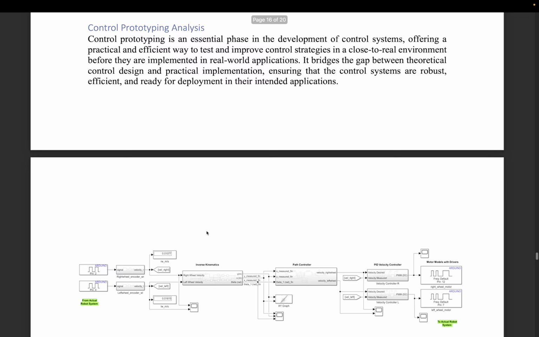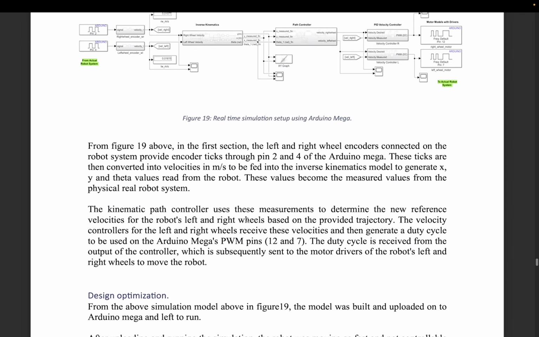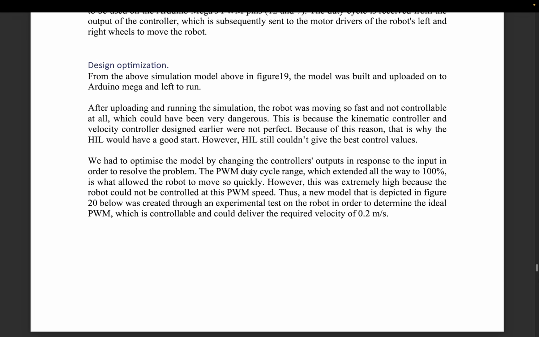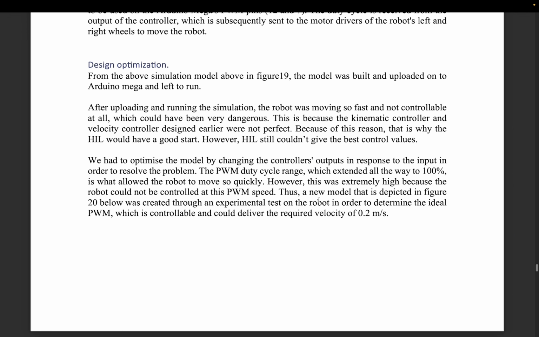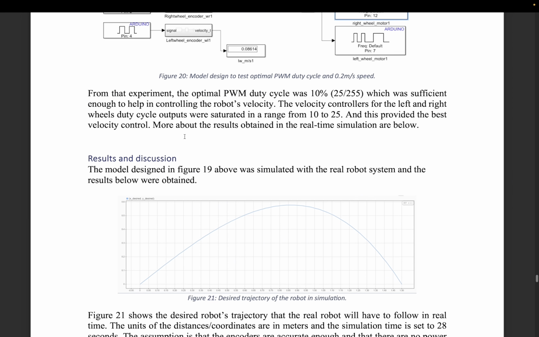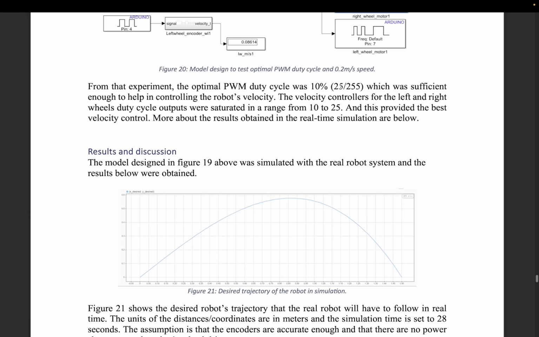Yes, so in control prototyping, this is the setup as I've shown you earlier. And there were some observations that we realized in design optimization, of which we noticed that this robot earlier was moving so fast, a speed more than what we earlier agreed on. And then we had to adjust and have a better duty cycle. So we did a small experiment that helped us know the best duty cycle to control our robots. And then we realized that 10%, which is about 25 over 255, will be the most sufficient duty cycle to help our robot move at the desired speed so that it doesn't move so fast.